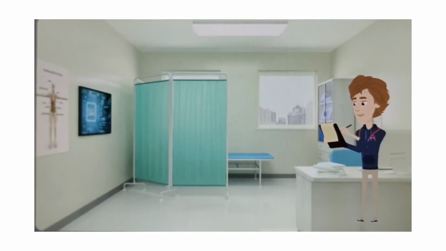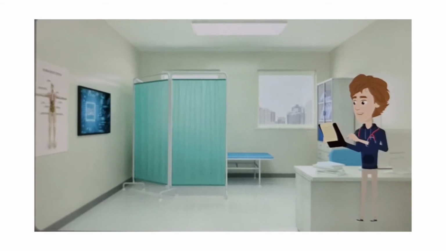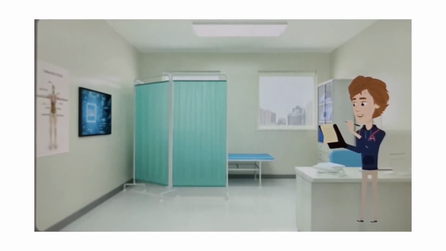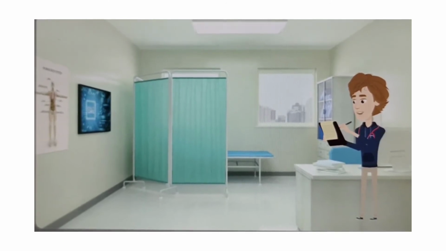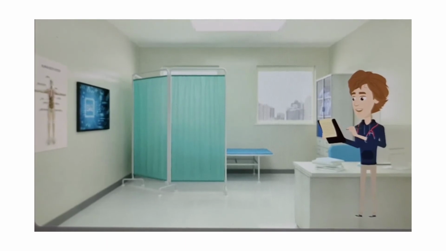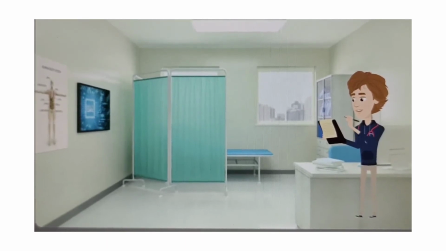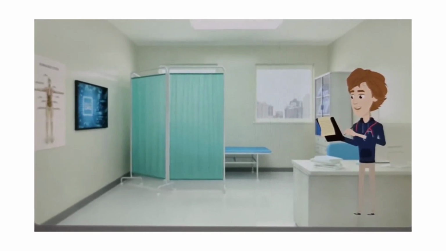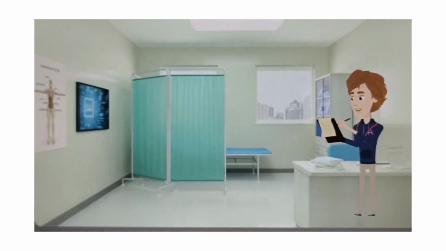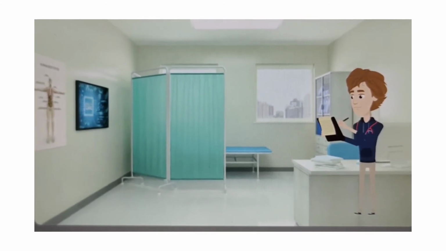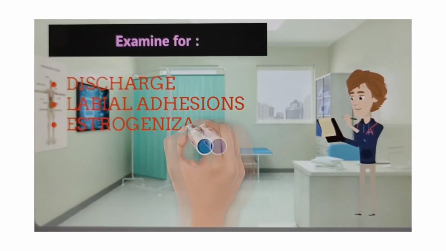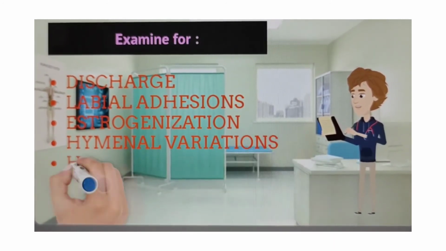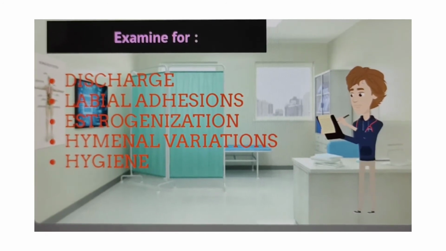If you are unable to visualize the edges of the hymen, ask the child to take a deep breath and relax the abdominal muscles. Another useful technique is to position the patient in a knee-chest position. Avoid touching the hymen edges because the hymen is very tender without the protective effects of hormones. Examine for discharge, labial adhesions, estrogenization, hymenal variations, and hygiene.